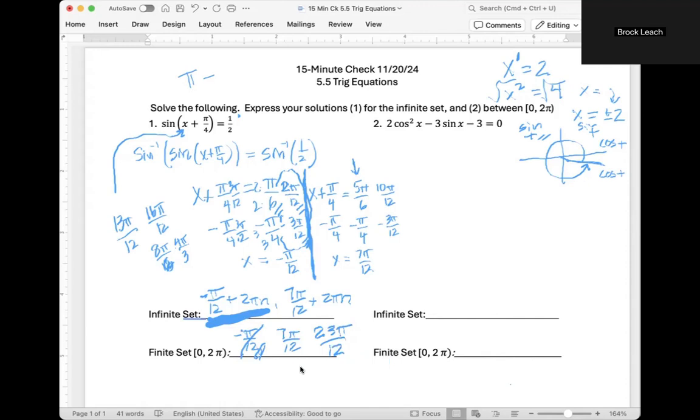Because 24 pi over 12 would be two rotations, right? Two goes into 24 twice. So 24 pi over 12 would be 2 pi. Then we take one pi over 12 away from that. That gives us that reference angle of 23 pi over 12. Yes, that would be correct.